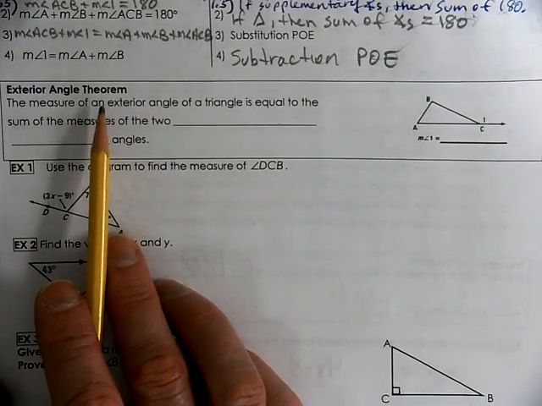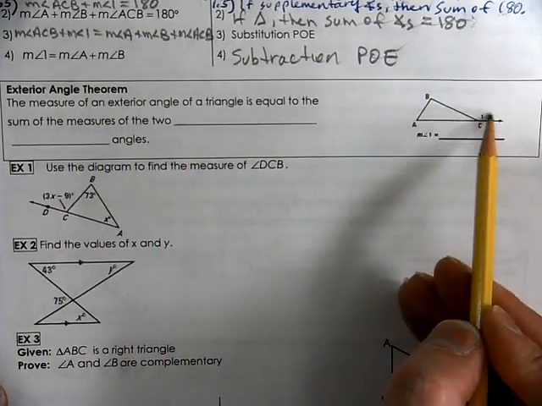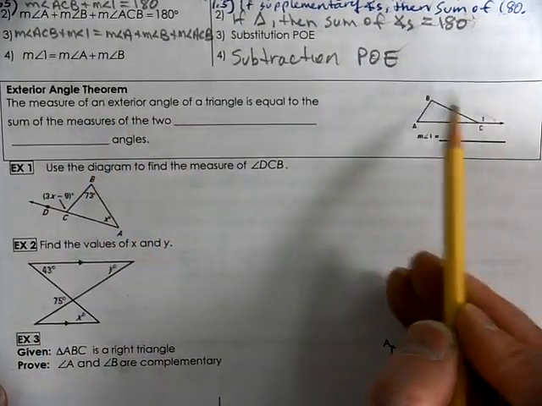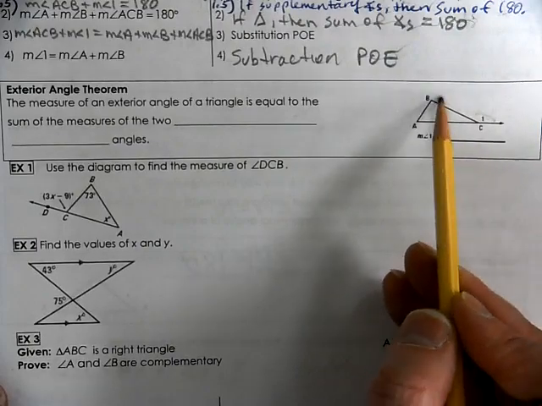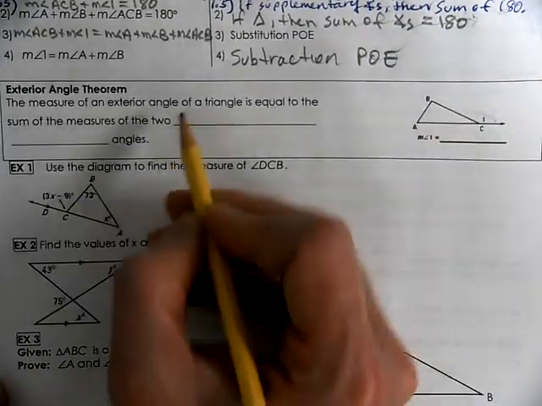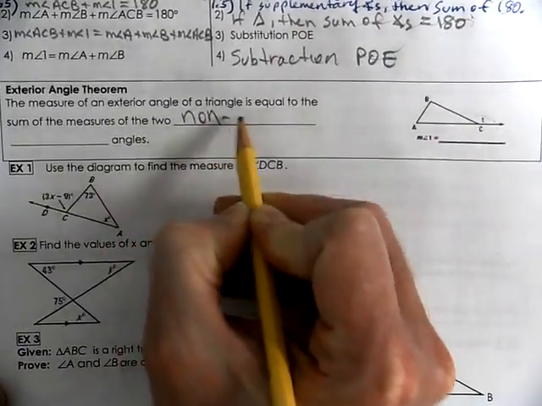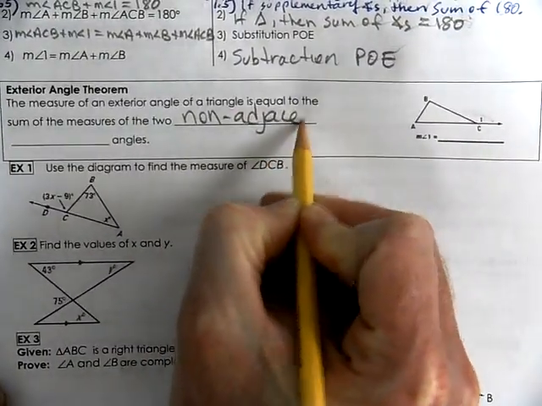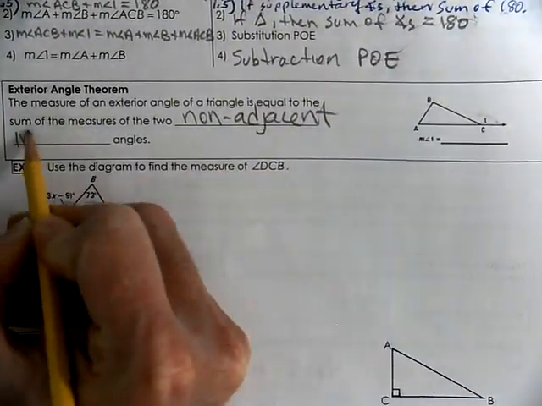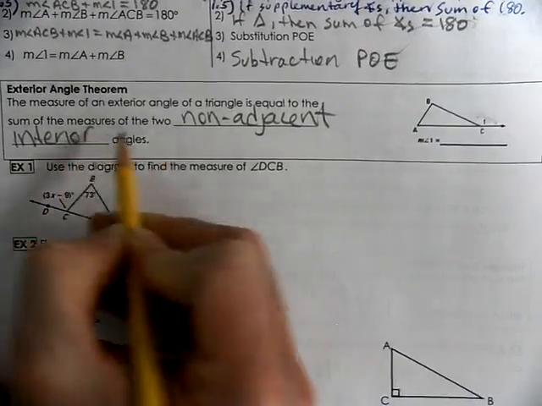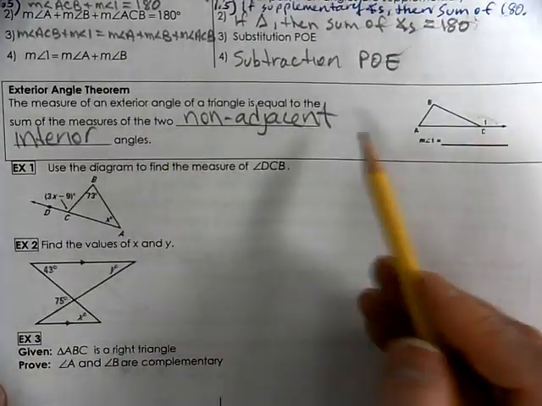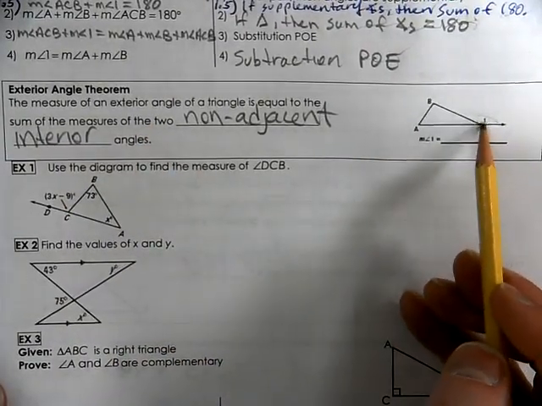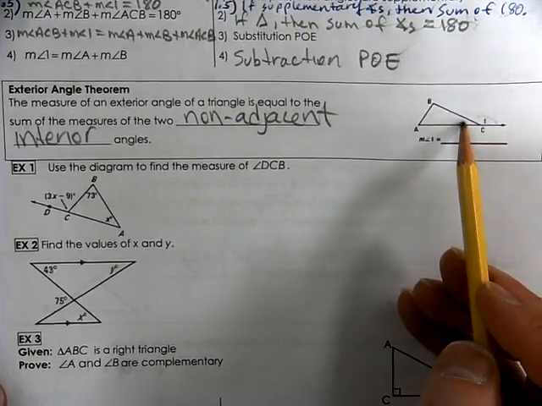So what we just discussed was called the exterior angle theorem. Listen to those words, the exterior angle theorem. The exterior angle equals the non-adjacent interior angles, the two non-adjacent interior angles. They're called non-adjacent because we're not talking about the one right next to it.